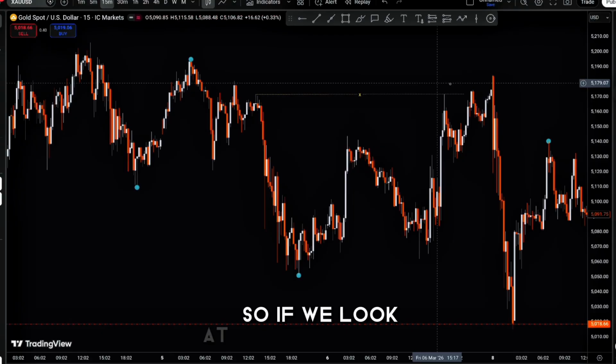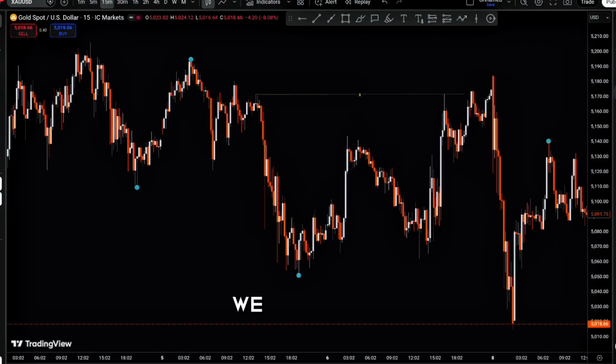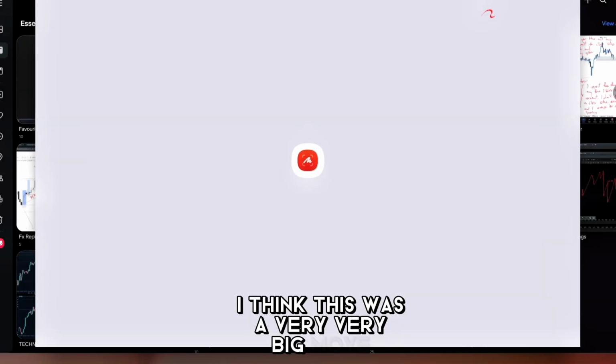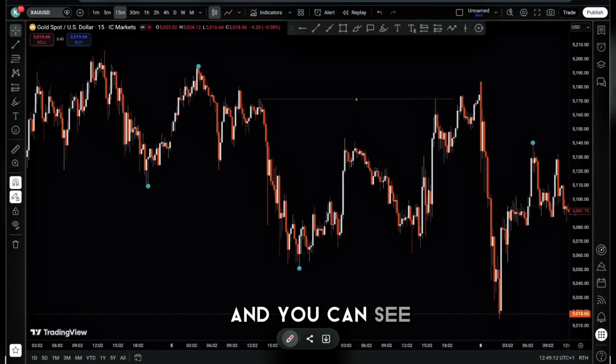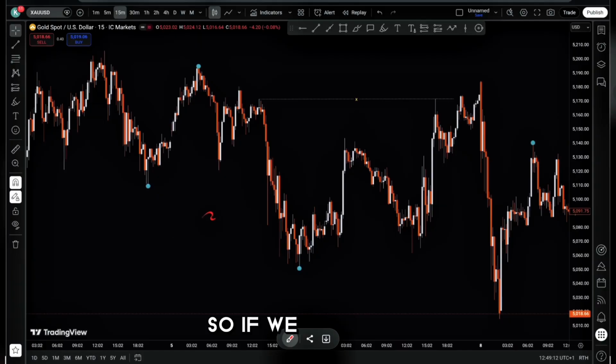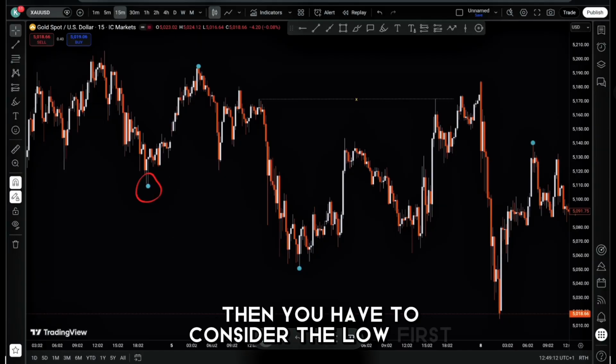So if we look at this example here, we can see how it is already turned up. I think this was a very big move, and you can see from the price action, it can tell you exactly the way price would have moved if it comes back to the zone. So we start with our lows and then our highs. If we are selling, then you have to consider the low first.